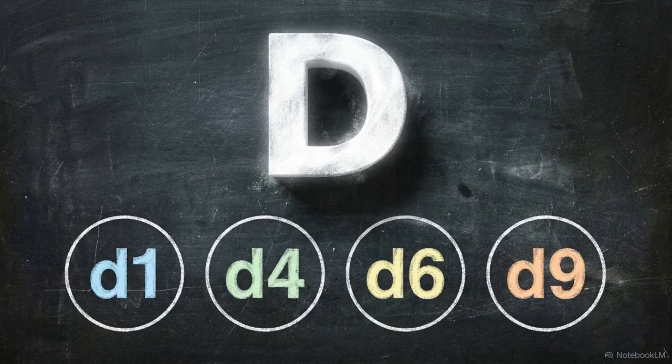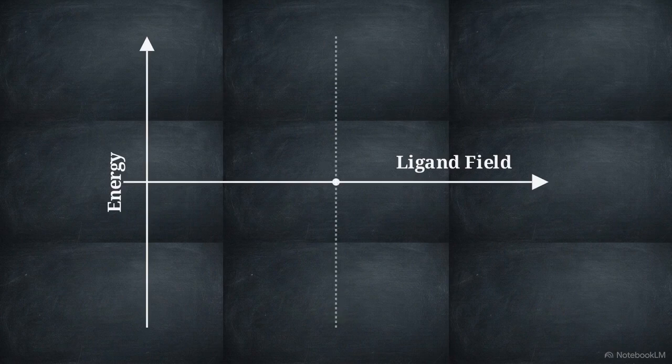We begin building this map with the simplest group of electron configurations, those that share a D ground state. This includes atoms with 1, 4, 6, or 9 d electrons. This graph charts energy on the vertical axis against ligand field strength on the horizontal axis. We place our starting D ground state squarely in the center, representing an environment with 0 ligand field.